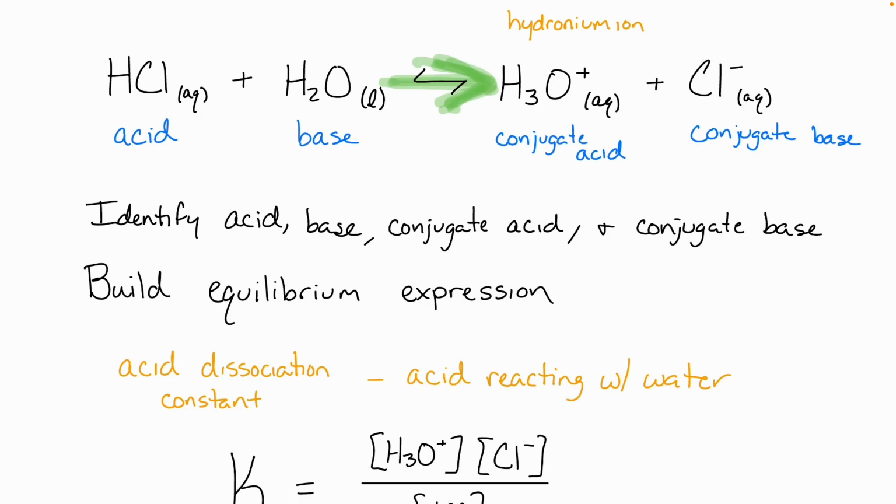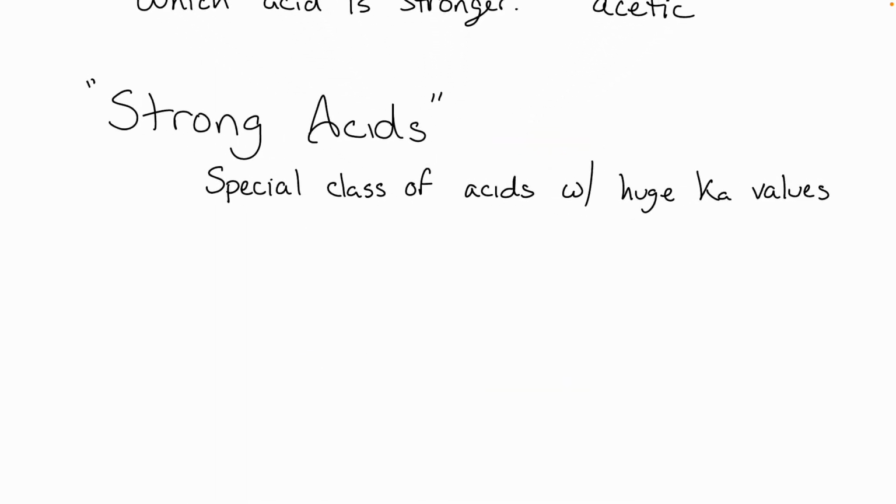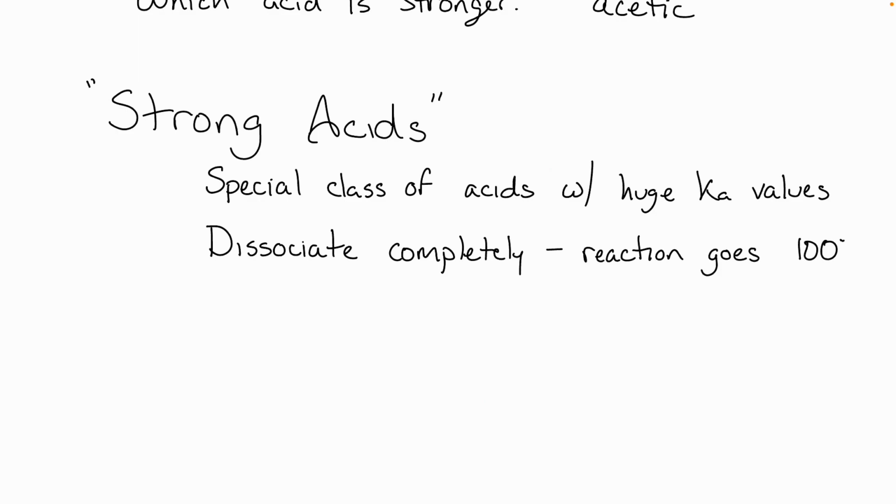So for strong acids, we say that they dissociate completely, meaning all of that HCl is turned into protons and chloride ions. So strong acids dissociate completely. That means that the reaction goes 100% to the product side.